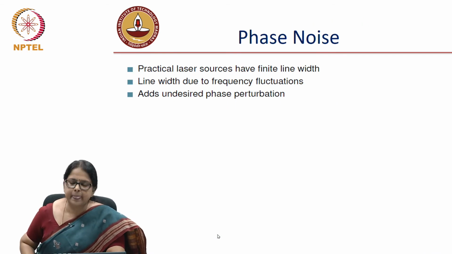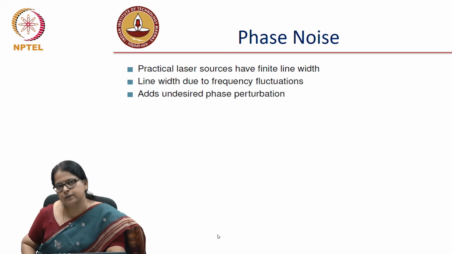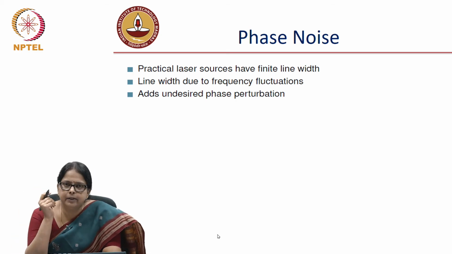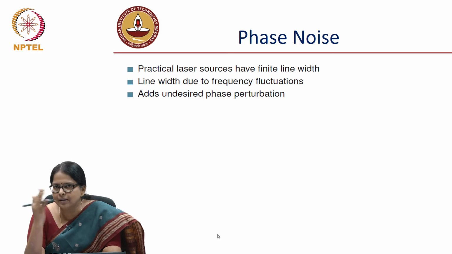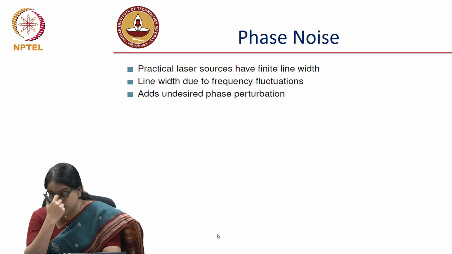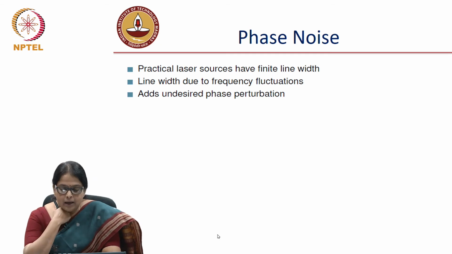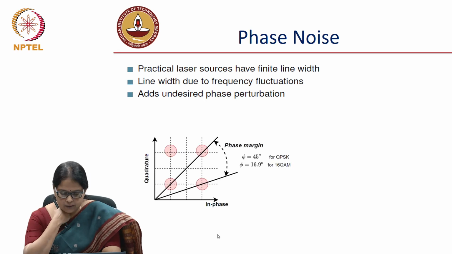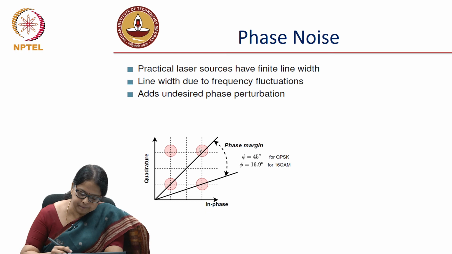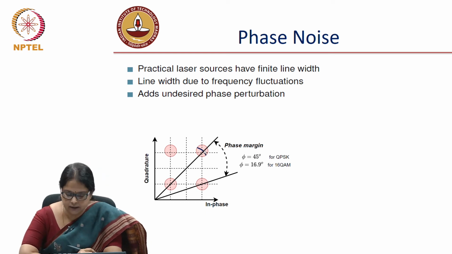The next issue is phase noise of the laser. This we have seen when we were talking about lasers, that a practical laser will always have a finite line width, and the reasons for this line width are multiple. We have seen how to quantify the line width through the line width enhancement factor and so on. The problem with line width is that it adds unnecessary phase fluctuations. So, in case of a QPSK constellation, for instance, the line width basically results in the rotation of the constellation.